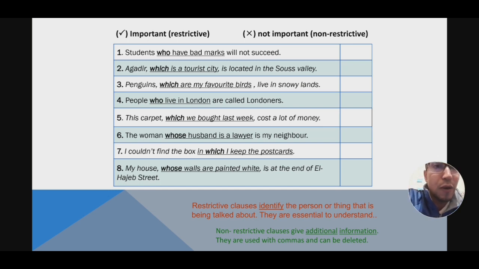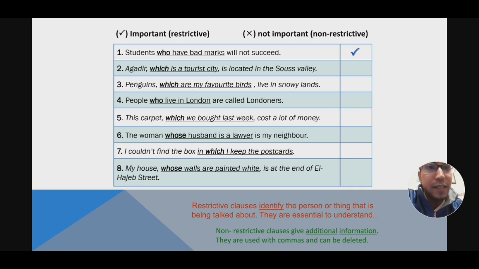Let's see your answers. Number 1. Students who have bad marks will not succeed. Important or not important? Alright. Let's see. It's important. Why? Because we cannot say students will not succeed. Not all the students will not succeed, only those who have bad marks. If you study hard, inshallah, you'll get your baccalaureate and you'll move on with your life, university life, etc. So this is important.